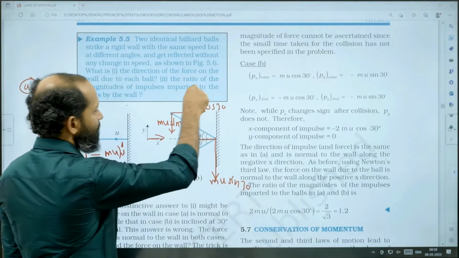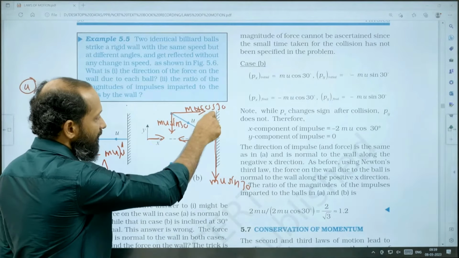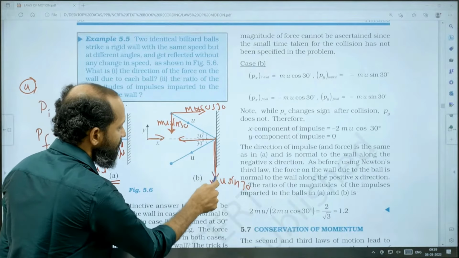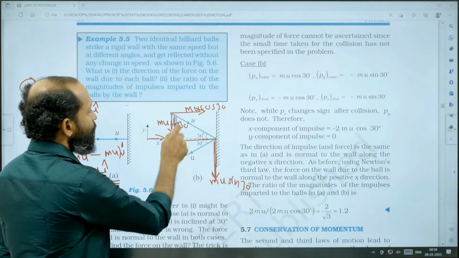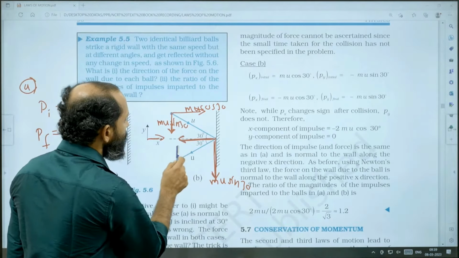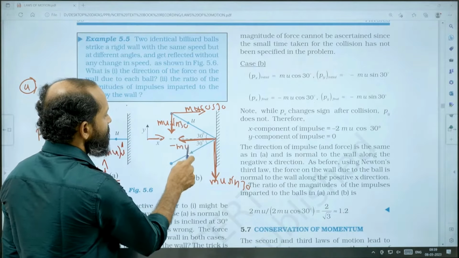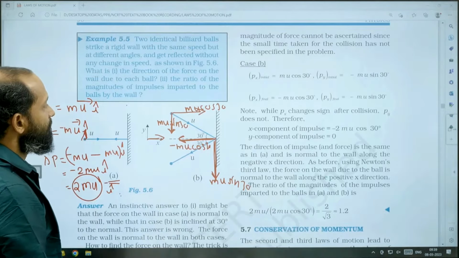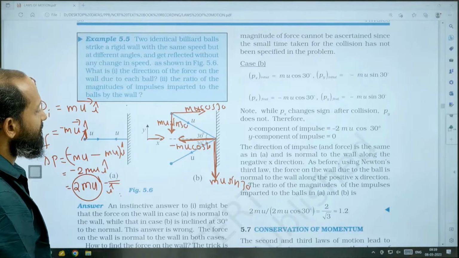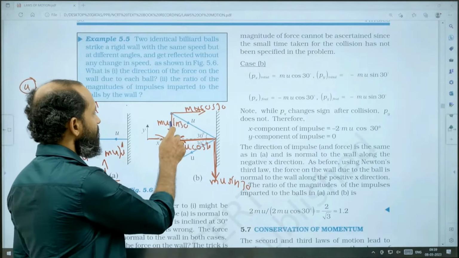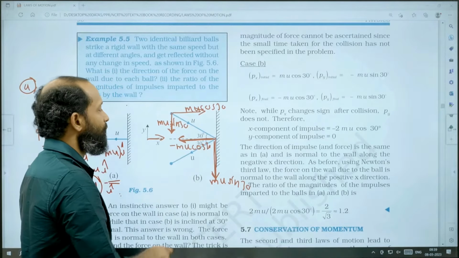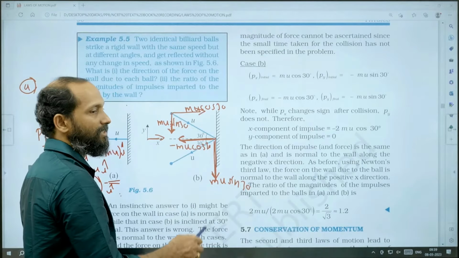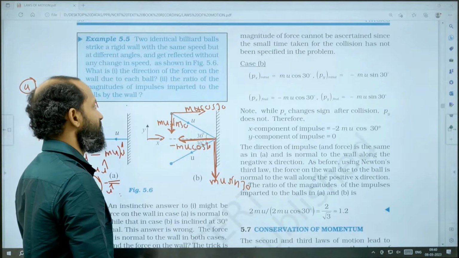So, the component of momentum parallel to the wall does not change. But the component of momentum perpendicular to the wall changes, and this is minus m u cos 30. Then the change in momentum is only along the x-axis. The change in momentum along the y-axis is 0. That's why there is no force along the y-axis. There is a change in momentum along the x-axis, which is why there is a force on the x-axis.